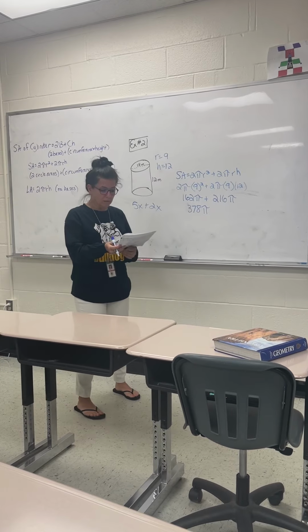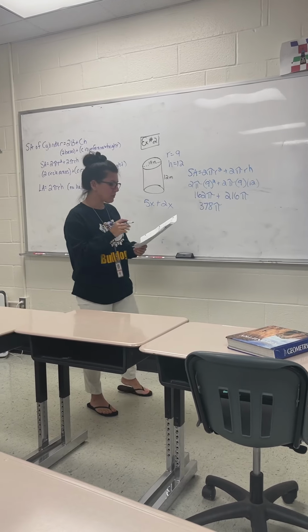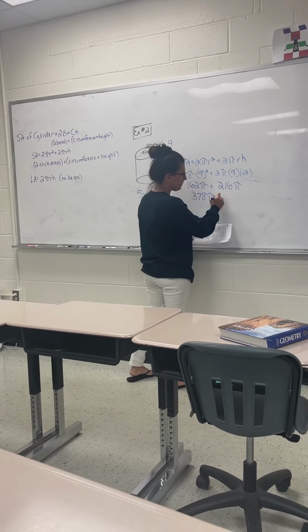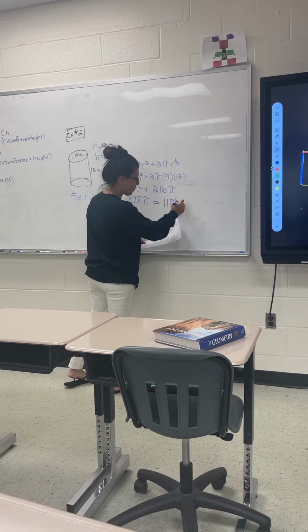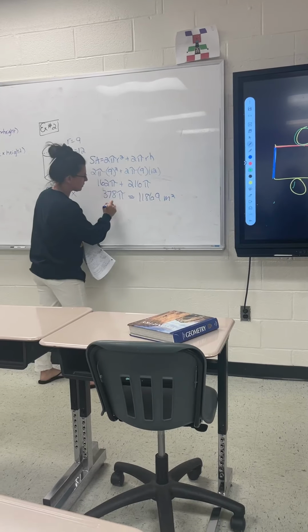Now, if you wanted a rounded answer, which I believe is the way the book asked you to do it, you would get, which is approximately equal to 1,186.9 meters squared. This would be meters squared also.